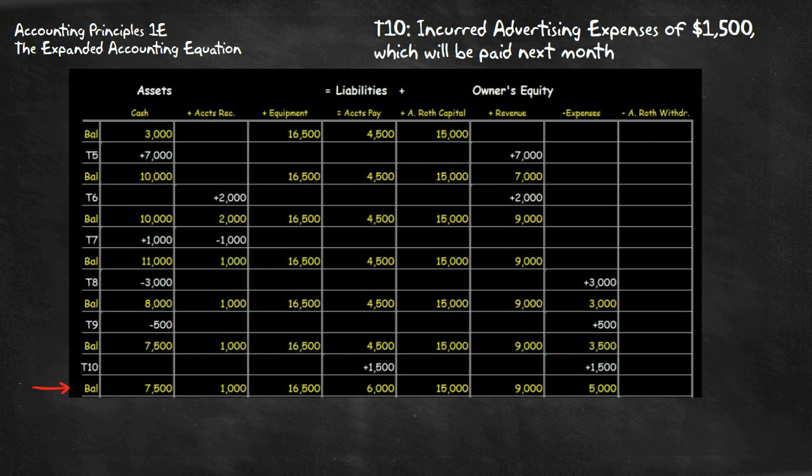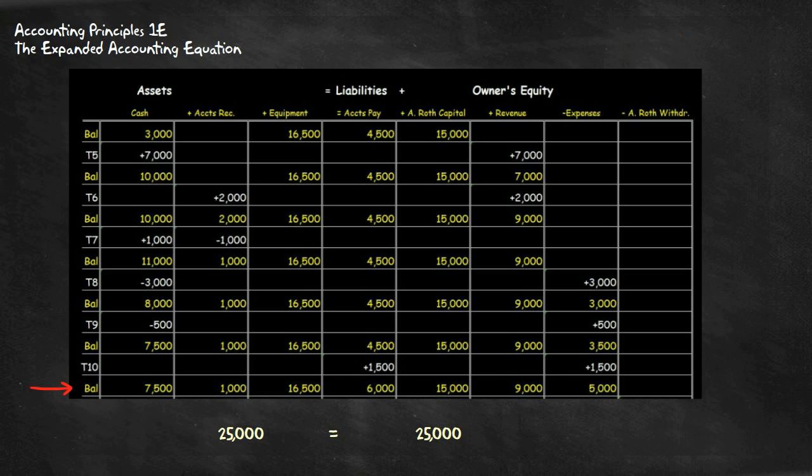Next, I will recheck my accounting equation to ensure it still balances, which it does, with $25,000 in assets and $25,000 in liabilities and equity. Note, when I do decide to pay for this later, I would reduce cash and reduce accounts payable at the time of paying.